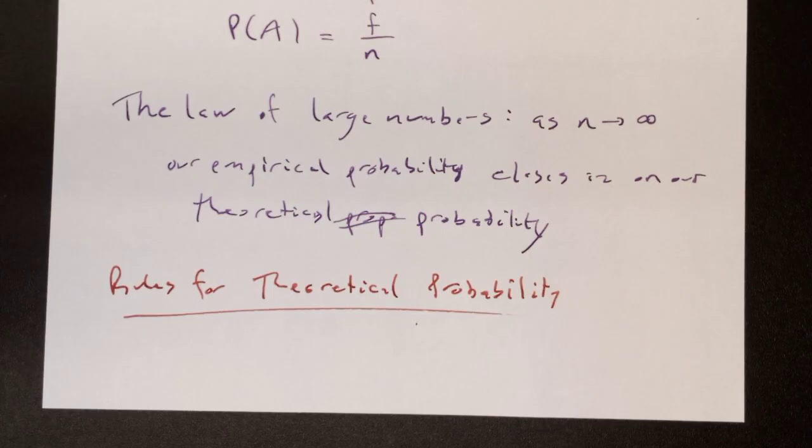Since I know that in the long run, empirical probability closes in on theoretical probability, I should come up with rules and calculations that I can do for theoretical probability, and then I can use those in advance to place some knowledge into my own head.